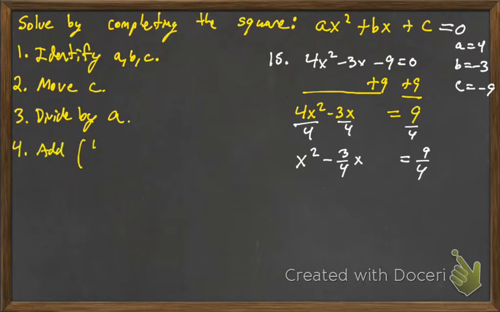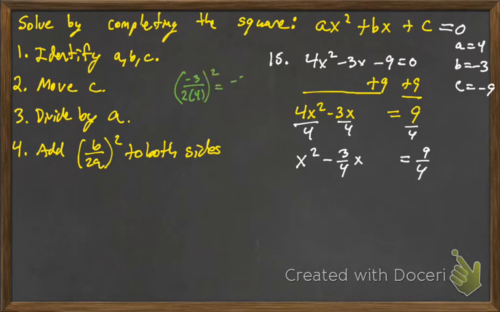Step 4, we're going to add b over 2a squared to both sides. And that's going to rig it so it factors nicely. So in this case, that's negative 3 over 2 times 4 quantity squared. So that's negative 3 over 8 quantity squared, and 9 over 64. Now, the way we've set it up, after we've added that 9 over 64, it is going to factor into x minus 3 over 8 quantity squared. So once you find that b over 2a, that's how it's going to be set up to factor nicely. Okay. So we're going to add that 9 over 64 to both sides.